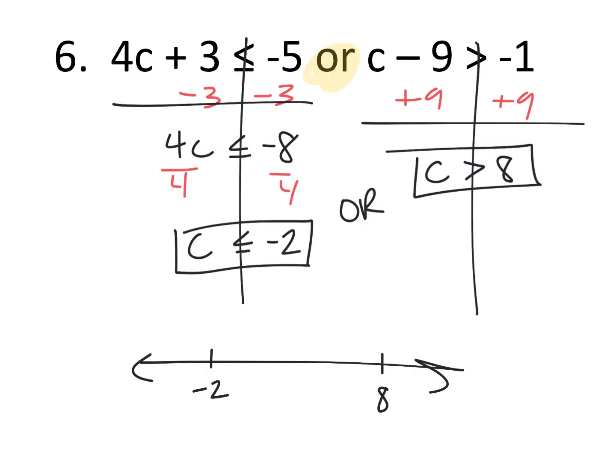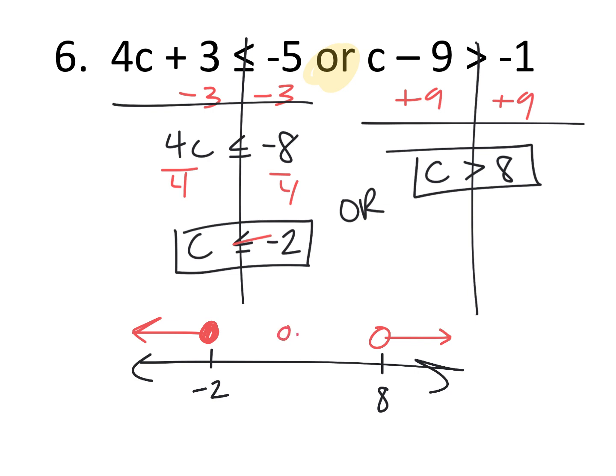-8 should go on the right. It's a bigger number. Open or closed at -2, folks? Closed. Okay, it's less than -2. So it goes left. It's greater than 8. Open or closed at 8? Open. It's greater than 8, so that should go that way.